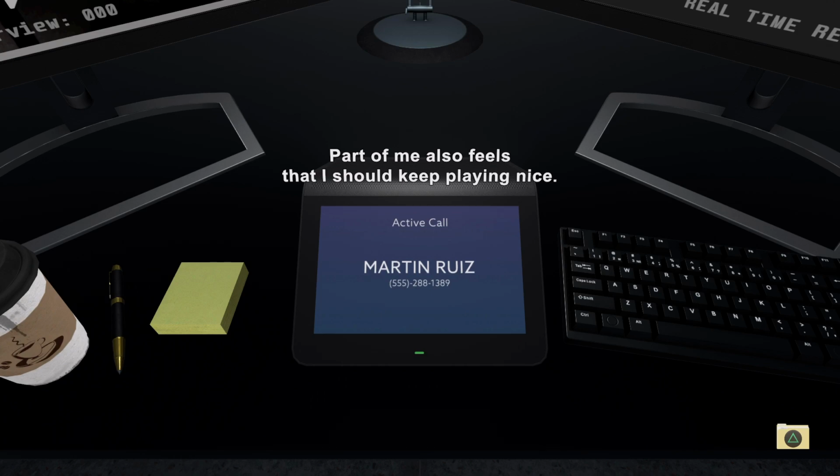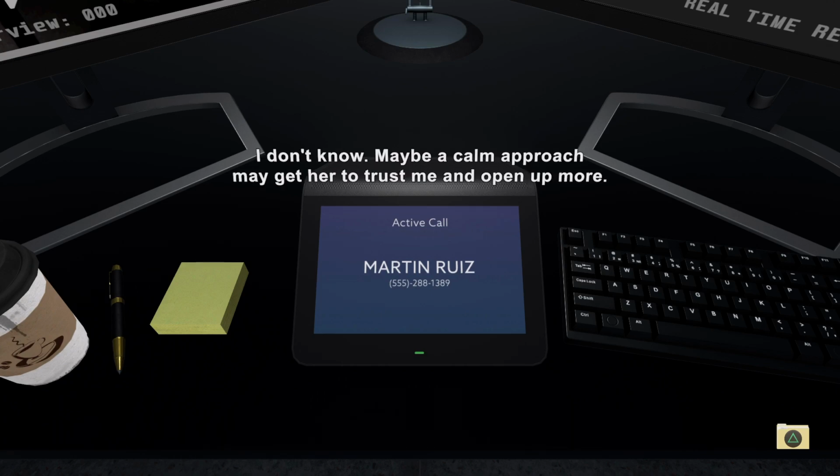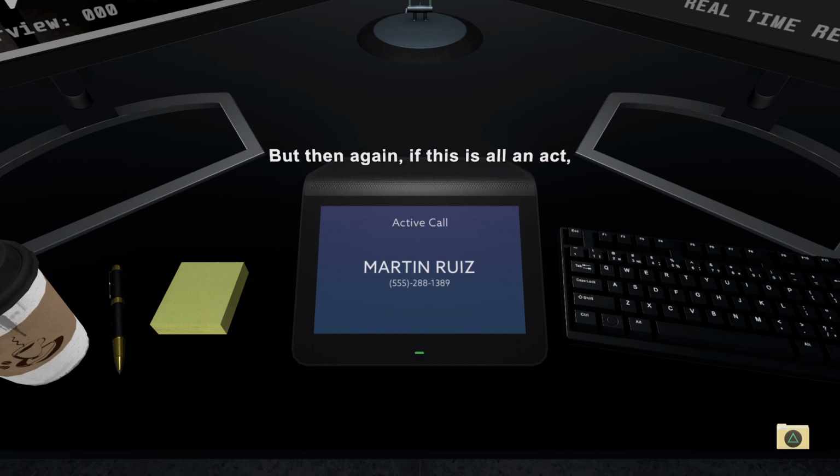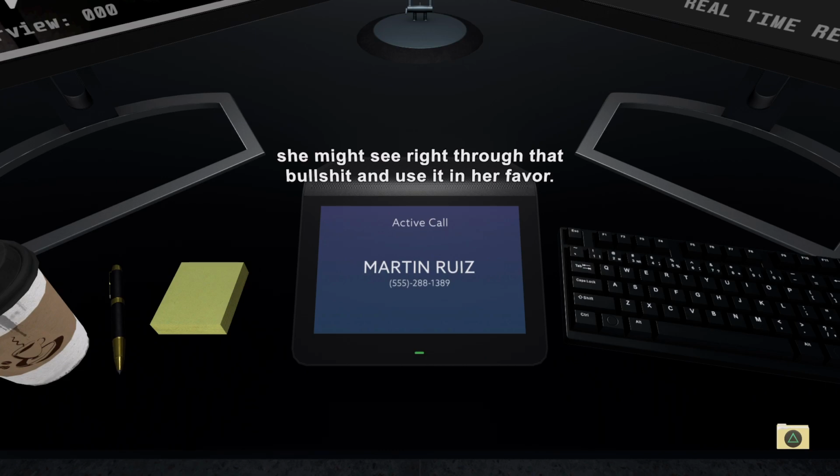Part of me feels that I should keep playing nice. I don't know, maybe a calm approach may get her to trust me and open up more. Then again, if this is all an act, she might see right through that and use it in her favor. Honestly, I don't know. It's hard to get an exact read on her. She could call a lawyer and it's all over. See if anything helps guide how we should move forward. Maybe you can get a better take on things.